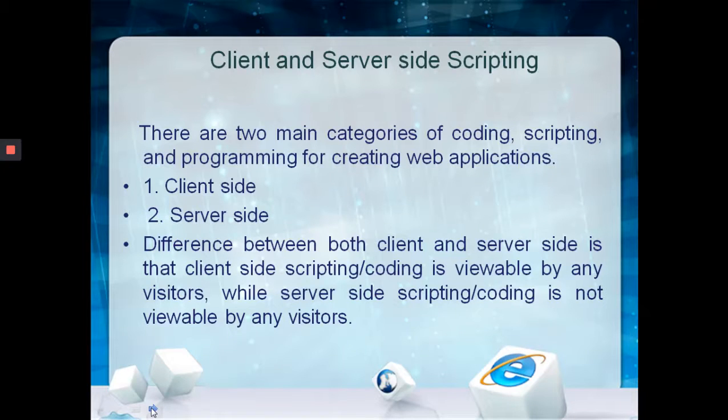Which 2 main categories are involved in coding, scripting, and programming for creating web applications? So the procedure of coding, scripting, and programming includes 2 sides, client side and server side. The difference between both is that client side scripting or coding is viewable by any visitor, so it can be seen by any visitor, while server side scripting or coding is not viewable by any visitors, so no one can see it.